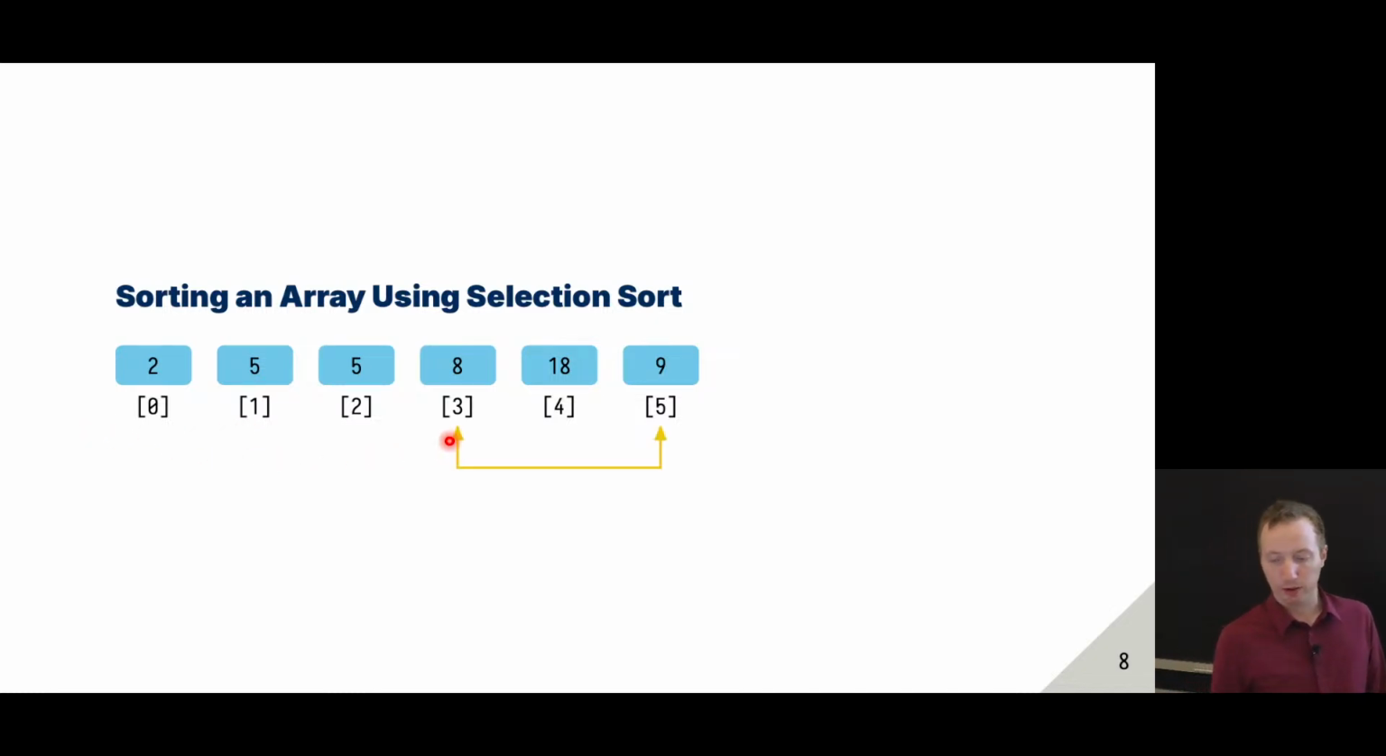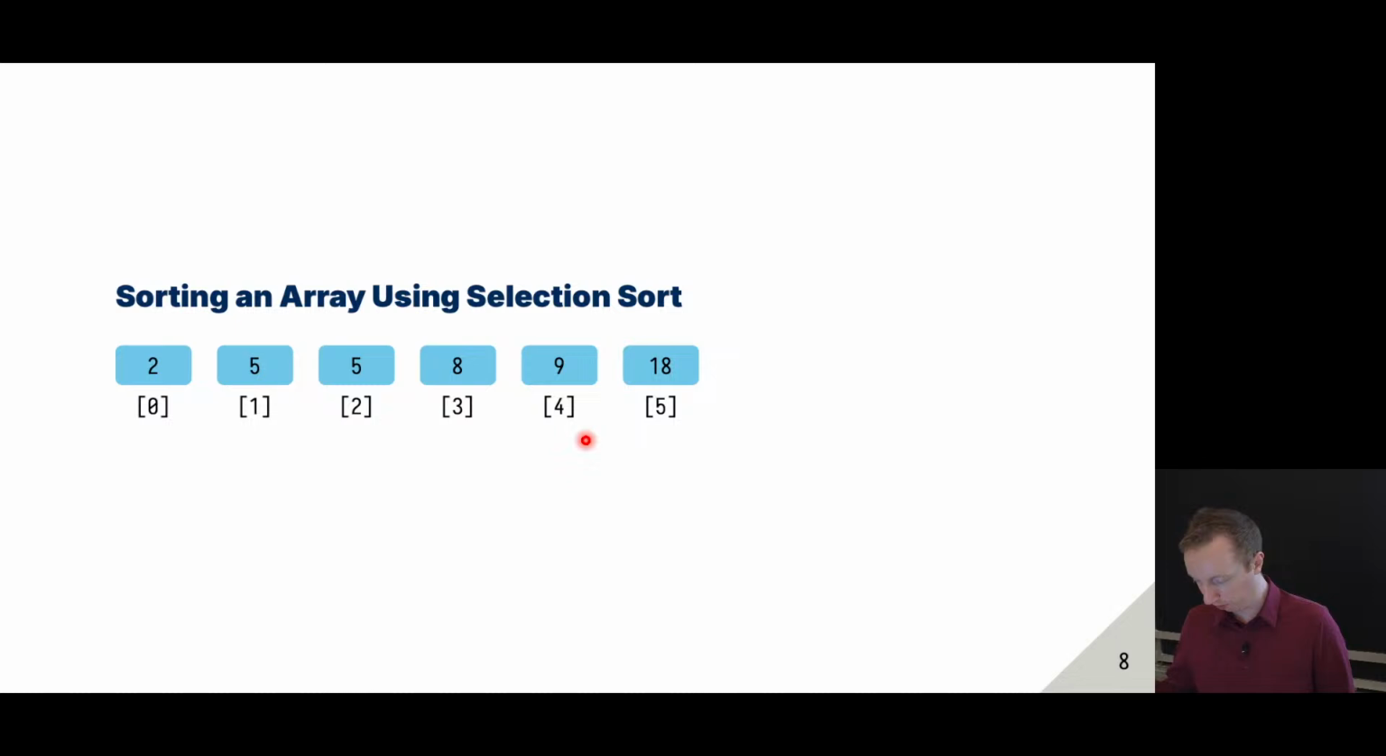And then we do that for the next one. So excluding this, the next smallest would be 9, so we don't need to swap them. And then we look at the next 2, and then, well, that's it. We need to swap them, and then the array is sorted.